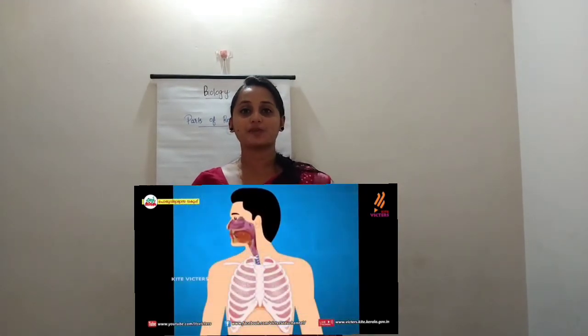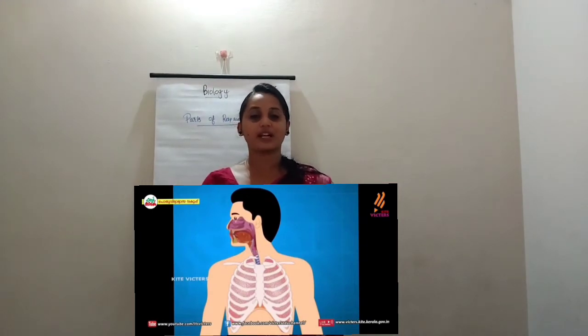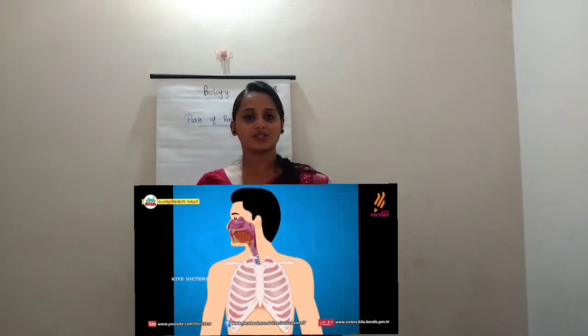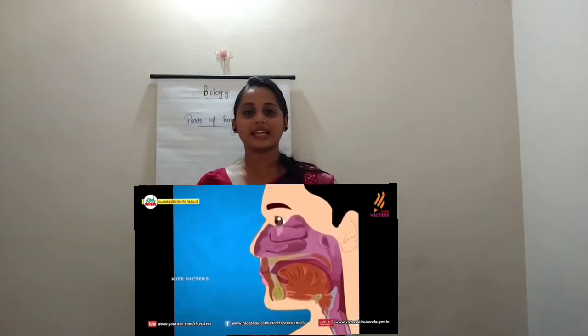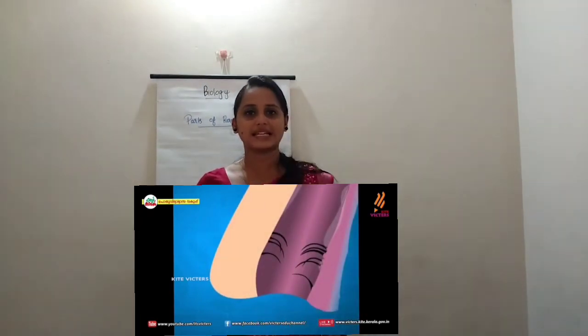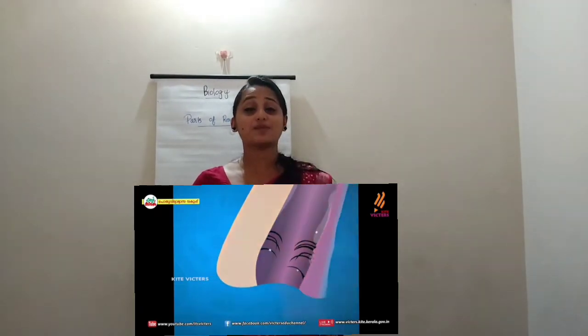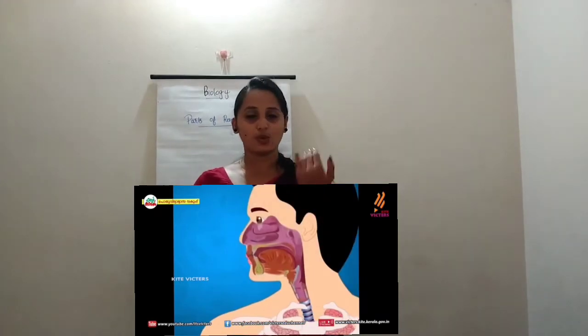And the first part of the respiratory system, now you see the first part. What is that? That is the nostrils. You can see the nostril. That is the first part of the respiratory system. The nostrils help to take the oxygen in and out. Now you can see a small hair-like structure. Did you see? The small hair-like structure present in the nostril prevents dust particles from going inside.